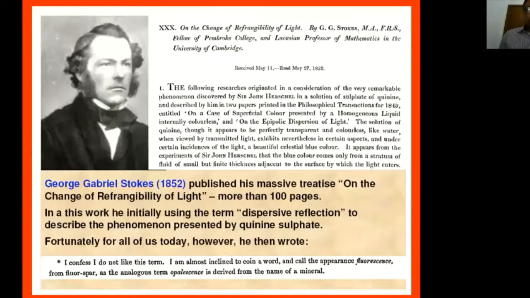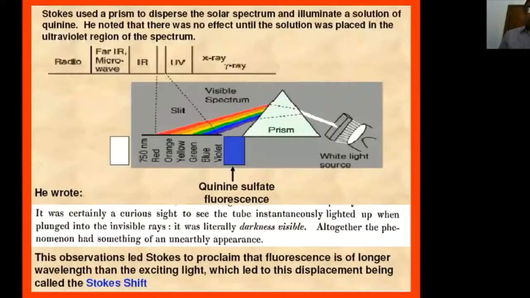Stokes is very important. In fact, his paper published in 1852 runs almost 100 pages. He initially called it "on the change of refrangibility of light." He did not even name it fluorescence, but later it was called fluorescence, and that is mostly accepted. This is how you can see the history of the contributions towards fluorescence.